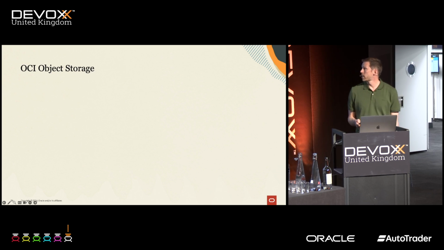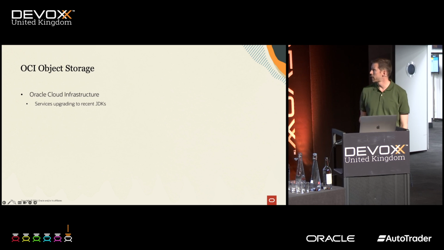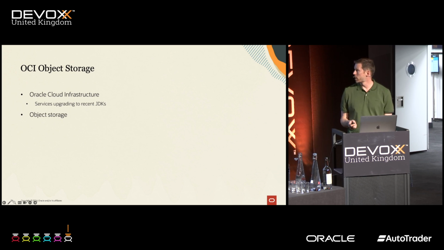The next one is an internal Oracle team, the OCI object storage team. OCI is the Oracle Cloud Infrastructure, and there are a lot of applications in there that are currently looking at upgrading to a more recent JDK just to gain all the performance benefits that you get by doing this. And the object storage team is no different.